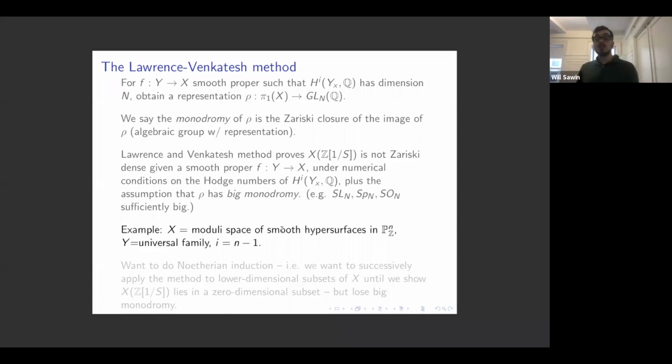And then the big monodromy assumption comes from a theorem which says that the monodromy of the universal family is always exactly O_N or Sp_N, depending on if the dimension of the hypersurface is odd or even, except specifically for cubic surfaces in P3. So in almost every case, the monodromy is either O_N or Sp_N and therefore is big. And then this complicated condition on Hodge numbers I don't want to talk about corresponds to the complicated condition on N and D earlier that I didn't want to talk about.